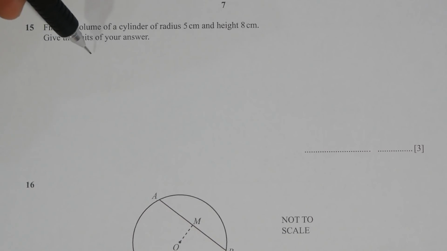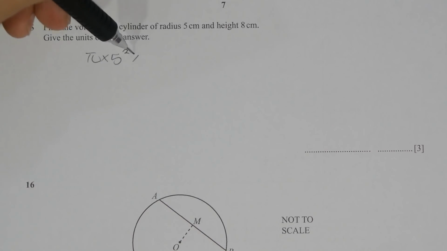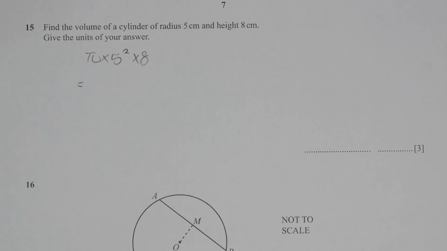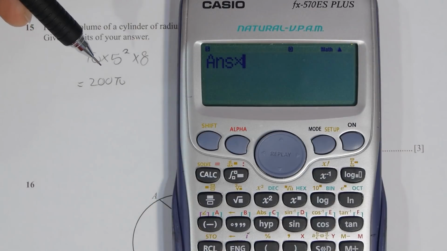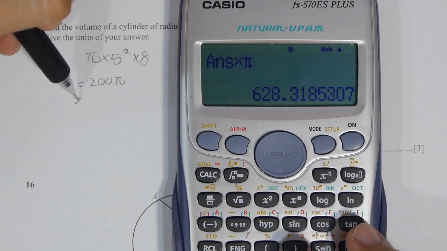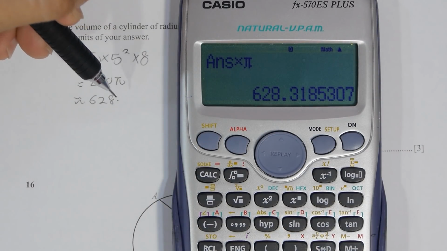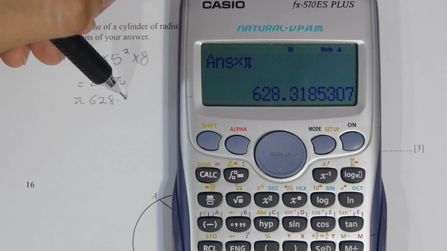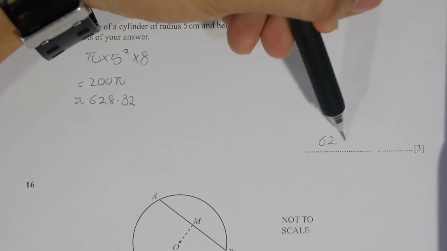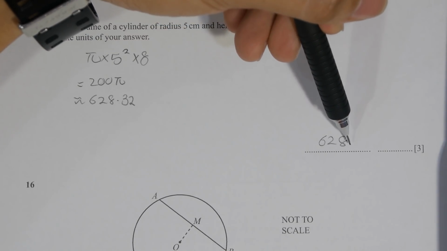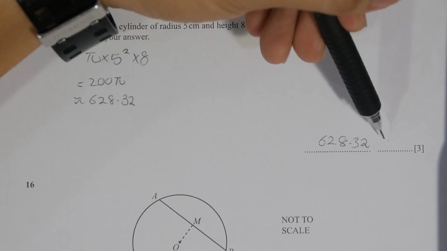So find the volume of a cylinder with a radius of 5 cm and a height of 8 cm. And the last thing here is the unit of the answer. So pi times 5 squared times 8 is actually 200 pi. So after we rearrange it, then you get 628.32 cm cubed.